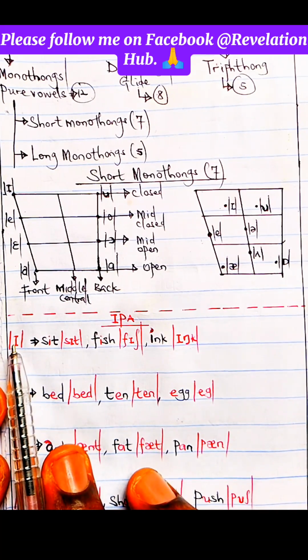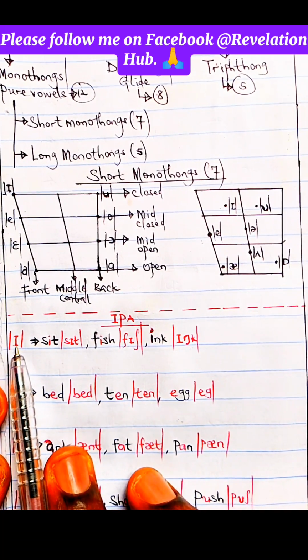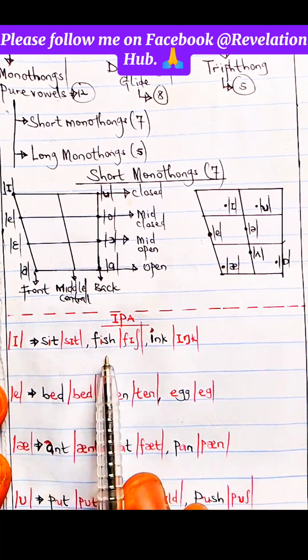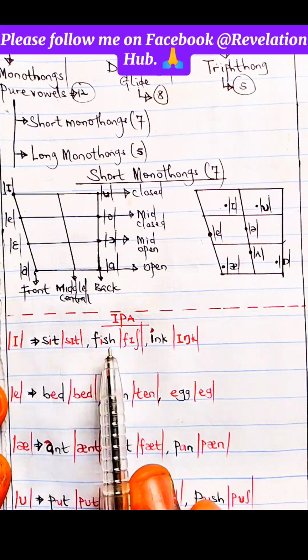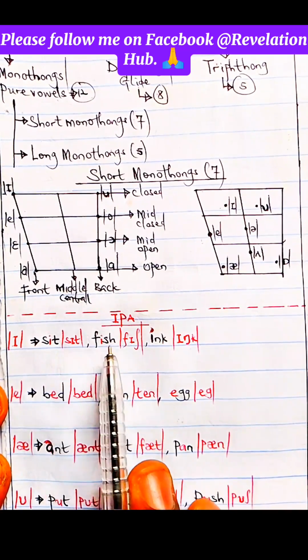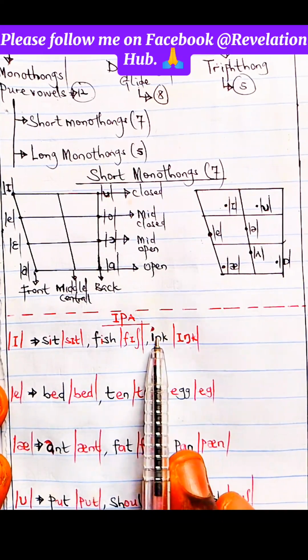Now look at this. This is a short I sound. For example, seat. Seat is an example of the sound. We have fish. As you can see, the letters really accentuate the sound we're talking about. This is seat, this is fish, and this is ink.